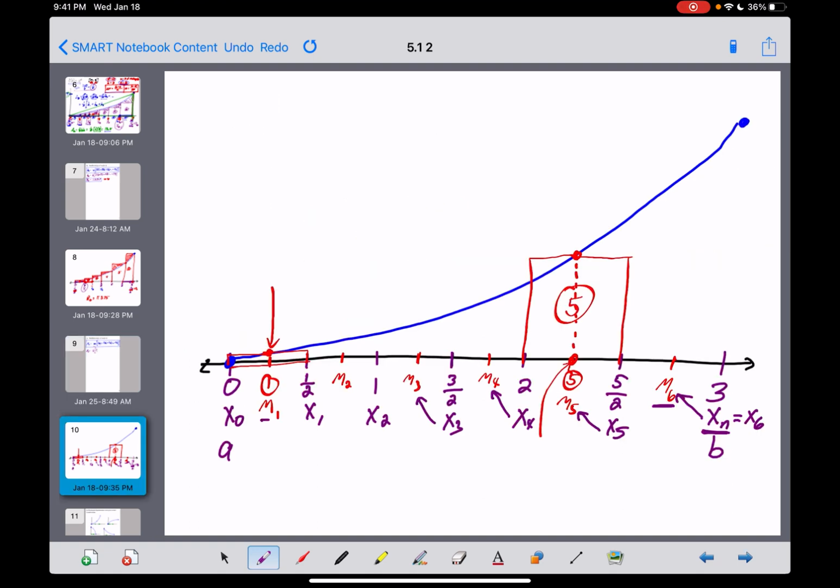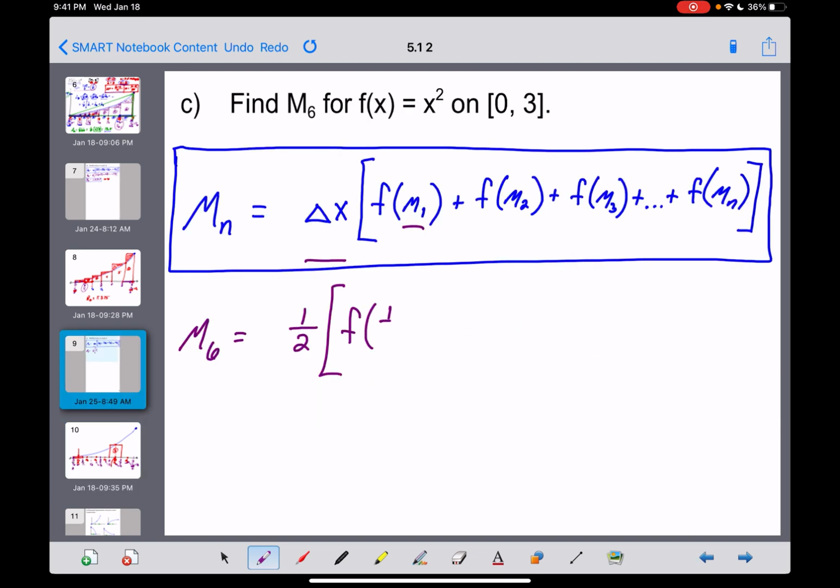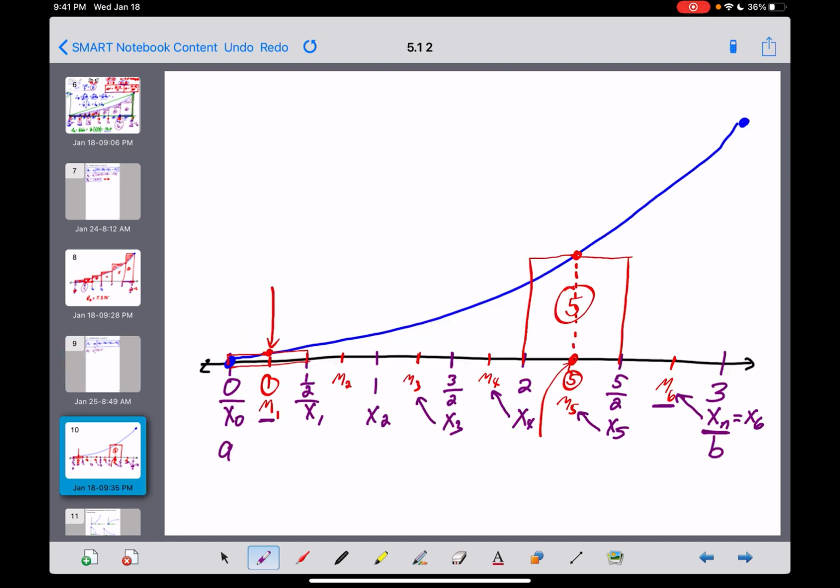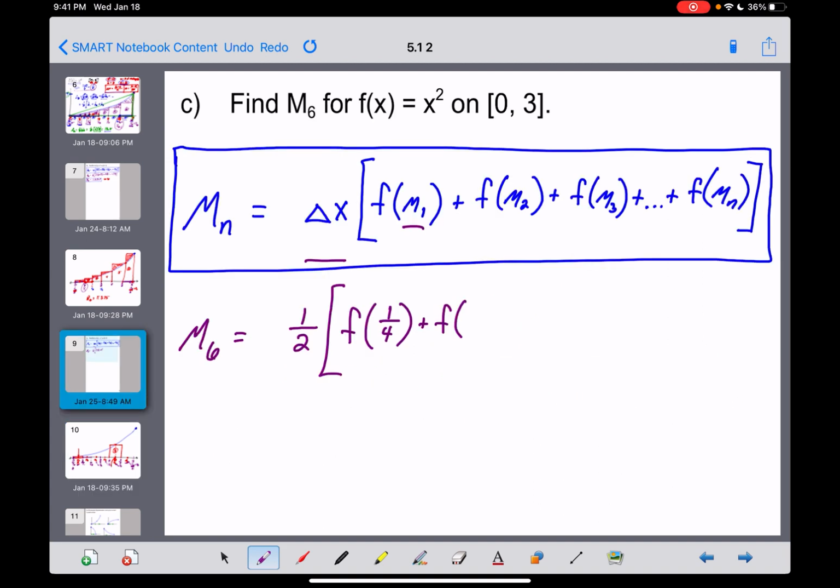The midpoint of the first interval is halfway between 0 and 1/2, which hopefully we can look at and say, oh yeah, that's going to be a 1/4. Let's do the next one together. Plus f of, let's find the midpoint of the second subinterval. That goes from 1/2 to 1. The midpoint right there is going to be 3/4.